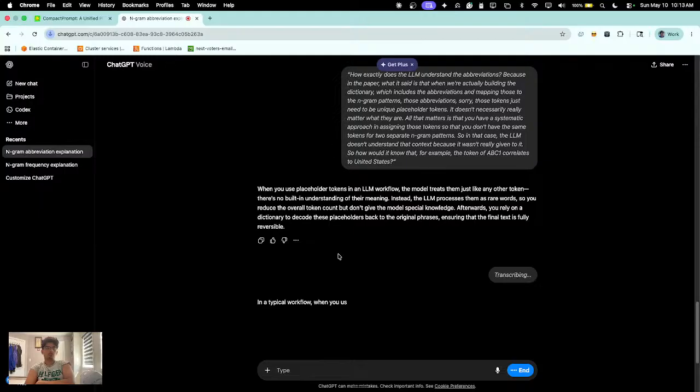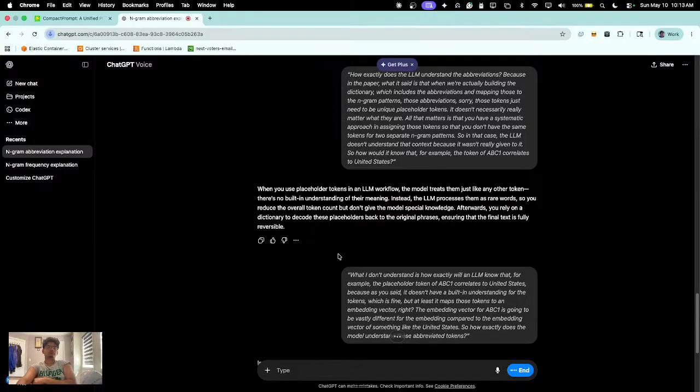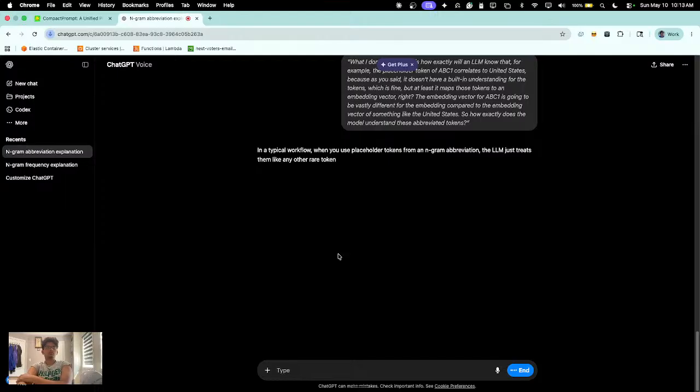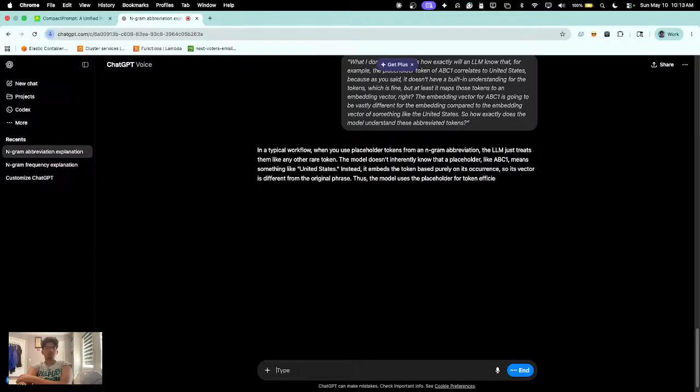In a typical workflow, when you use placeholder tokens from an ngram abbreviation, the LLM just treats them like any other rare token. The model doesn't inherently know that a placeholder like ABC1 means something like United States. Instead, it embeds the token base purely on its occurrence, so its vector is different from the original phrase. Thus, the model uses the placeholder for token efficiency, but it doesn't understand its meaning unless you fine-tune the model or guide it with examples.